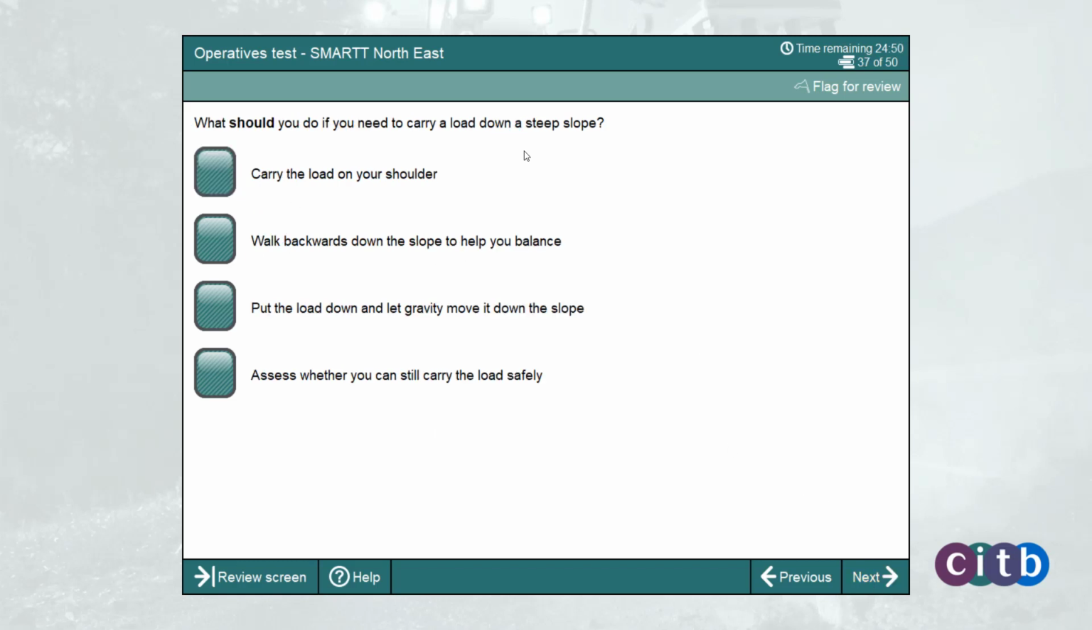What should you do if you need to carry a load down a steep slope? Carry the load on your shoulder. Walk backwards down the slope to help you balance. Put the load down and let gravity move it down the slope. Assess whether you can still carry the load safely.